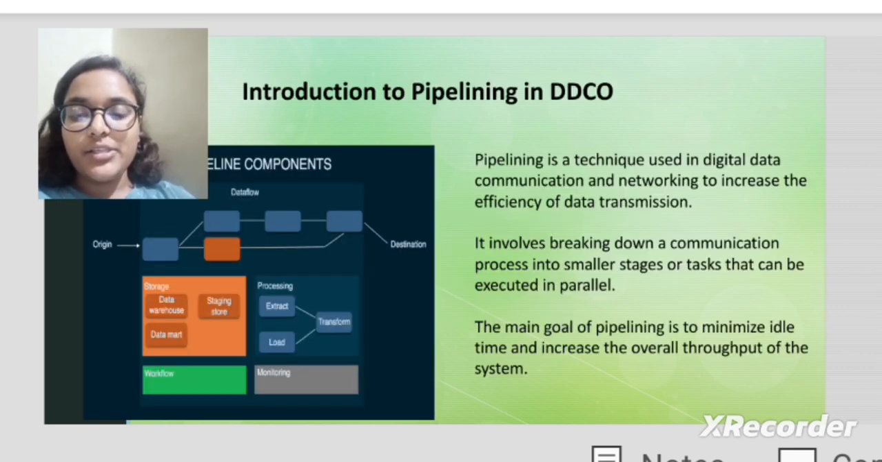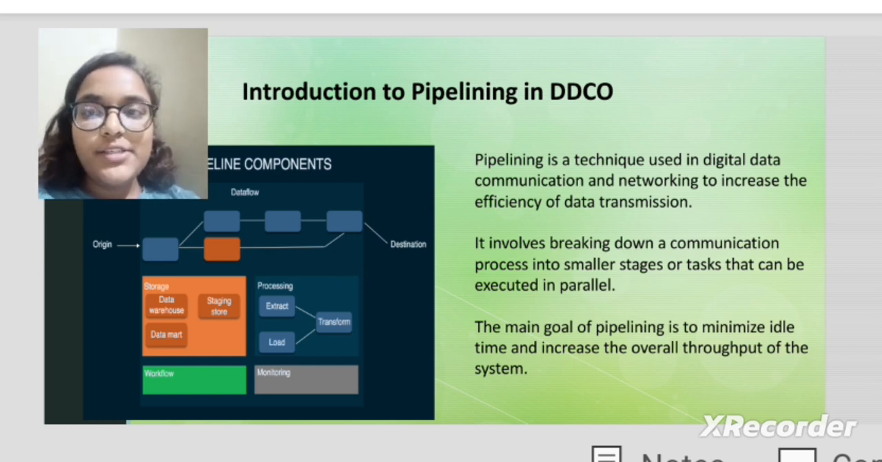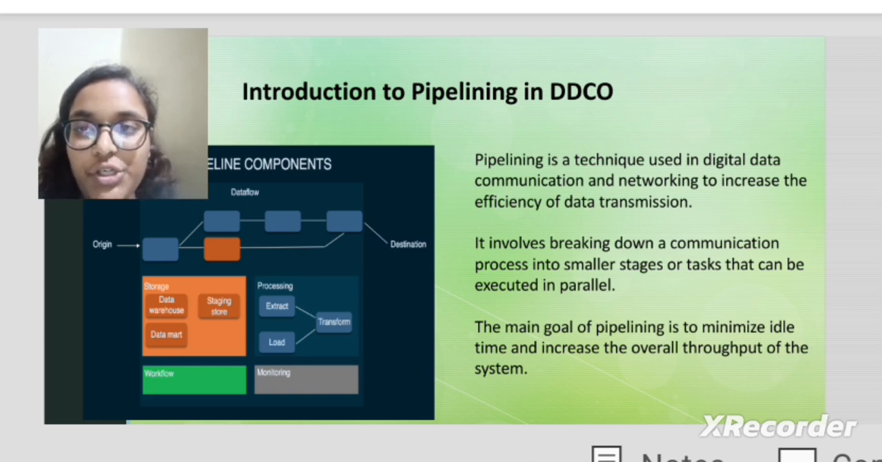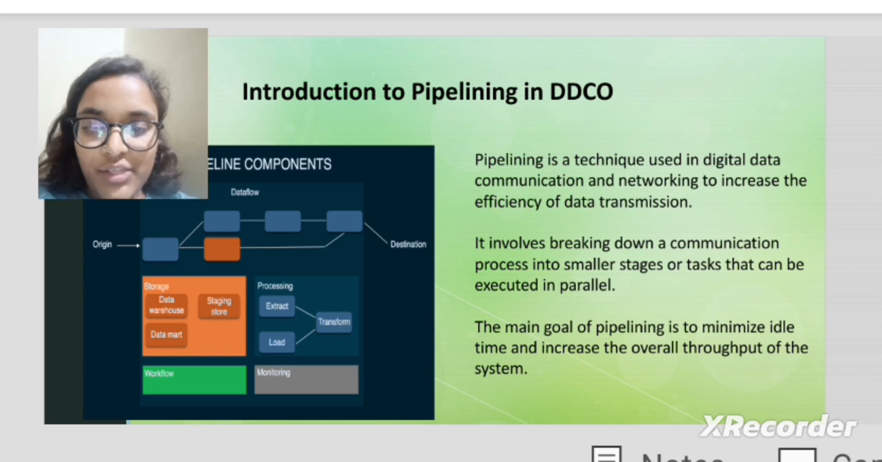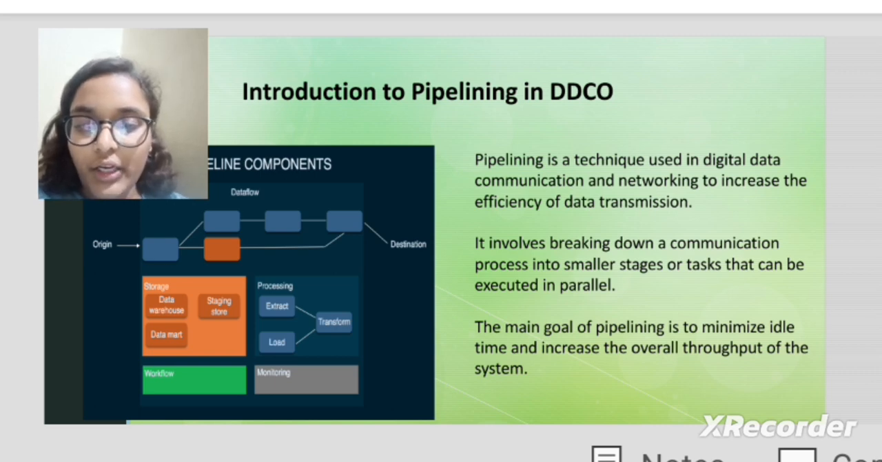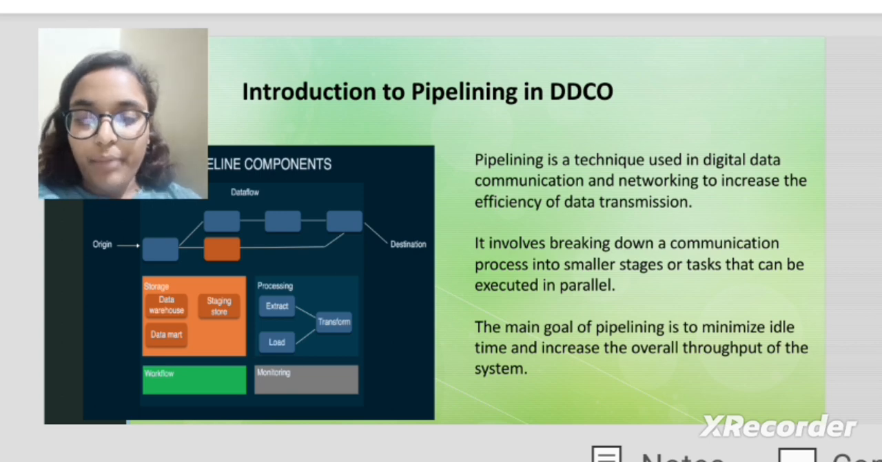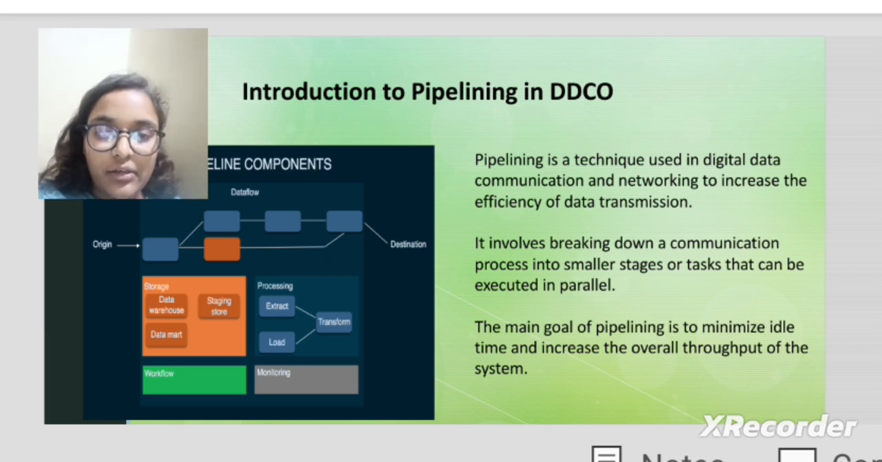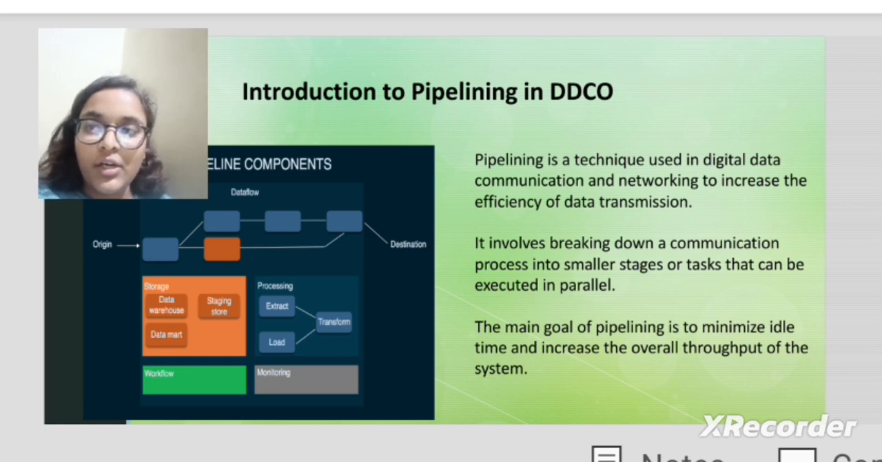The first part is Introduction to Pipelining in DDCO. Pipelining is a technique used in digital data communication and networking to increase the efficiency of data transmissions. It involves breaking down the communication process into stages of tasks that can be executed in parallel. The main goal of pipelining is to minimize the time and increase the overall throughput of the system.